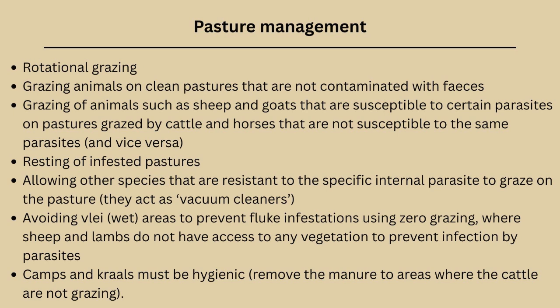Avoiding vlei, wet areas to prevent fluke infestations. Using zero grazing, where sheep and lambs do not have access to any vegetation, to prevent infection by parasites. Camps and kraals must be hygienic. Remove the manure to areas where the cattle are not grazing.